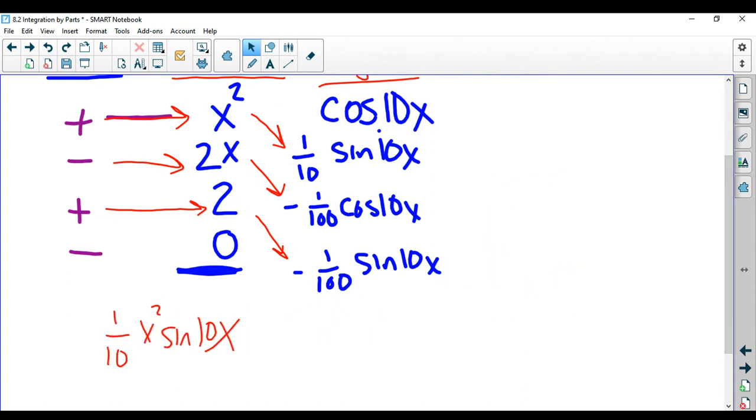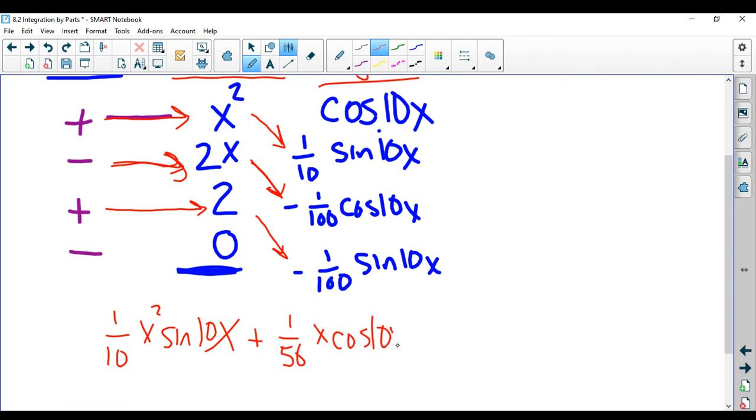The next term is negative 2x times a negative 1, so negative 2x times negative 1 over 100 cosine. So negative times a negative is positive. 2 times 1 over 100 is 1 over 50. So plus 1 over 50 x cosine 10x. And we have one more to do. We have a positive 2 times a negative 1 over 100 sine x. That turns out to be negative.